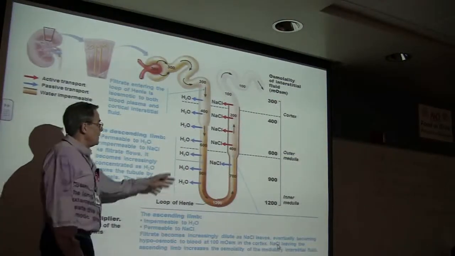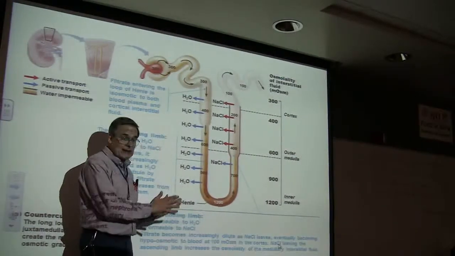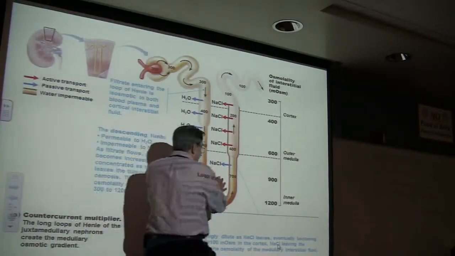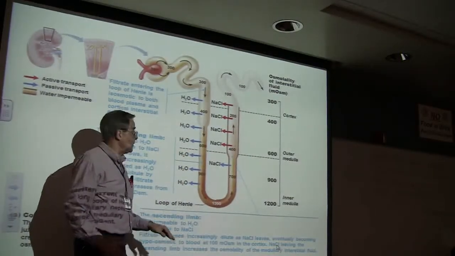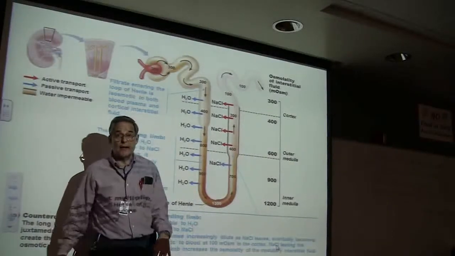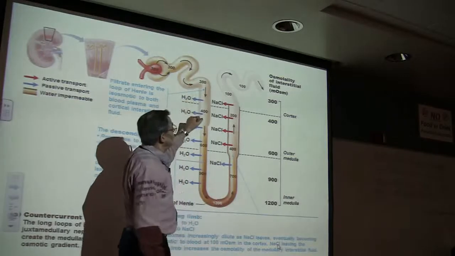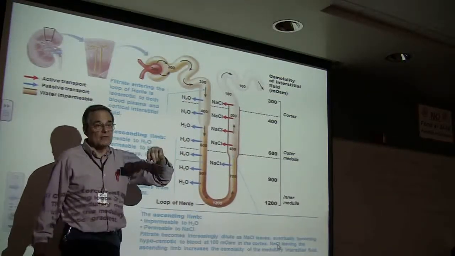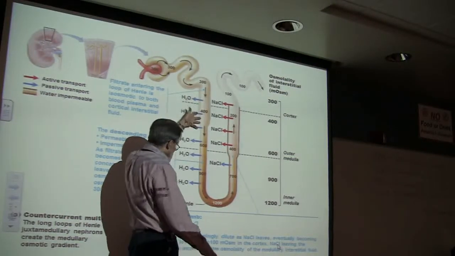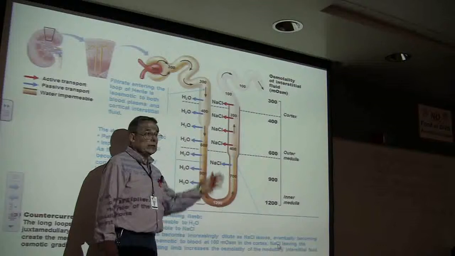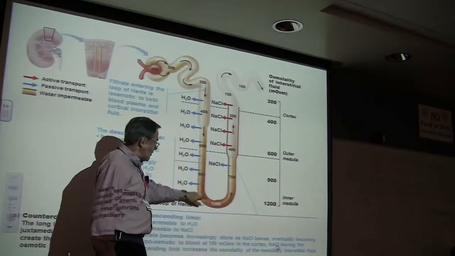But you can see the descending limb of the loop of Henle is permeable to water, but not to solute. And since you have a high solute concentration out here in the interstitial fluid that surrounds the loop of Henle, you create a hypertonic environment, and this is going to pull that water out by osmosis. And this, by the way, represents milliosmoles, which is a measure of concentration of a solute. In this case, since the water is pulling out, what's happening to solute concentration? It's increasing. So you can see the solute concentration increases as we go down here.